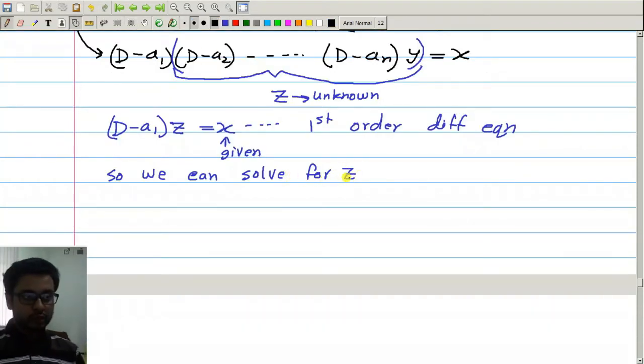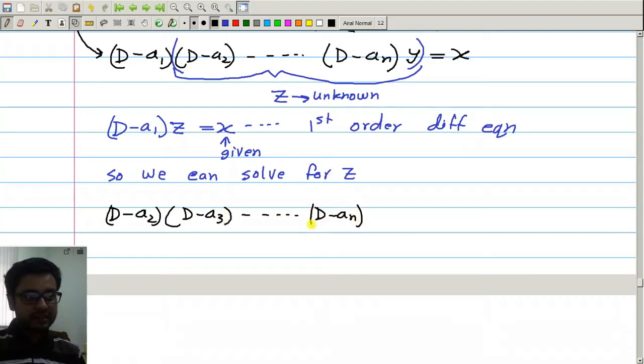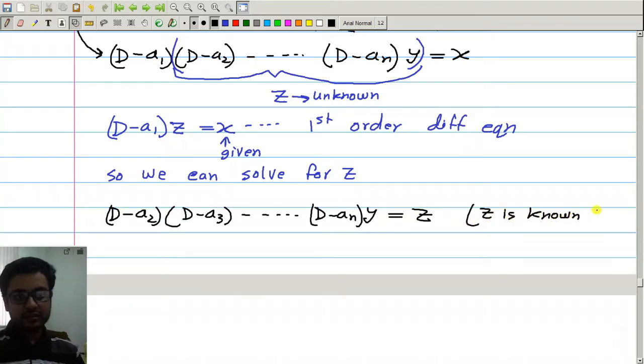Once we know z, then we can write from here z is equal to this, so (D minus a2) then (D minus a3) up to (D minus an) acting on y is equal to z. Now z is known, we have calculated it previously.